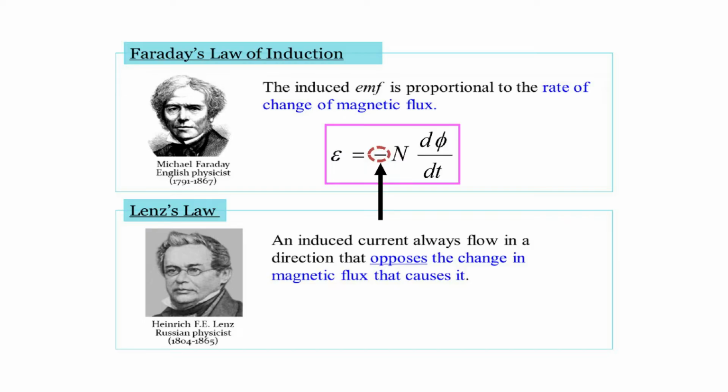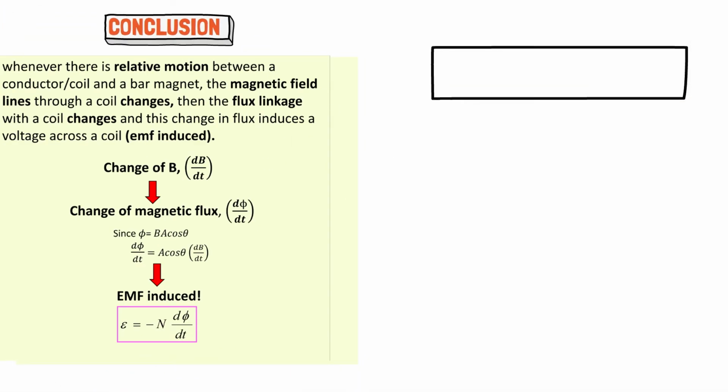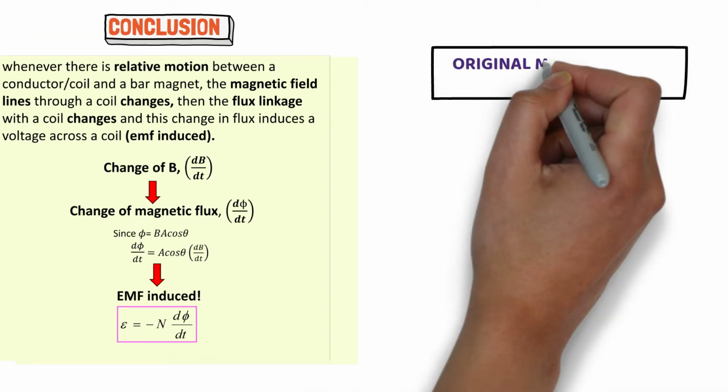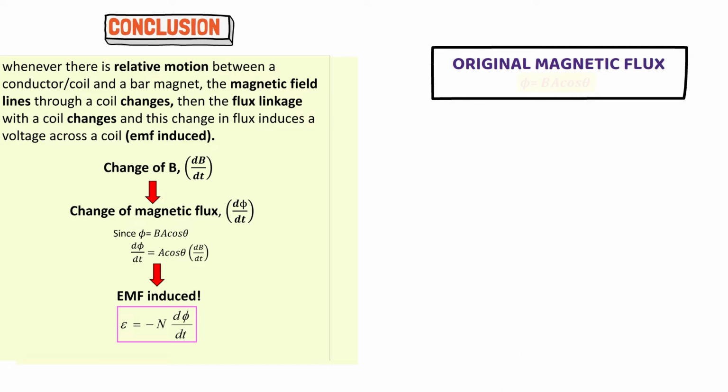And based on Lenz's law, in order to determine the direction of the induced current, always remember that the induced current always flows in a direction that opposes the change in the magnetic flux that causes it. Okay? So, kita kena fahamlah seperti dalam eksperimen kita sebelum ni. Jadi, dekat sini saya ada bawakan satu ringkasan. Alright, let's say the original magnetic flux is given by BA cos theta.